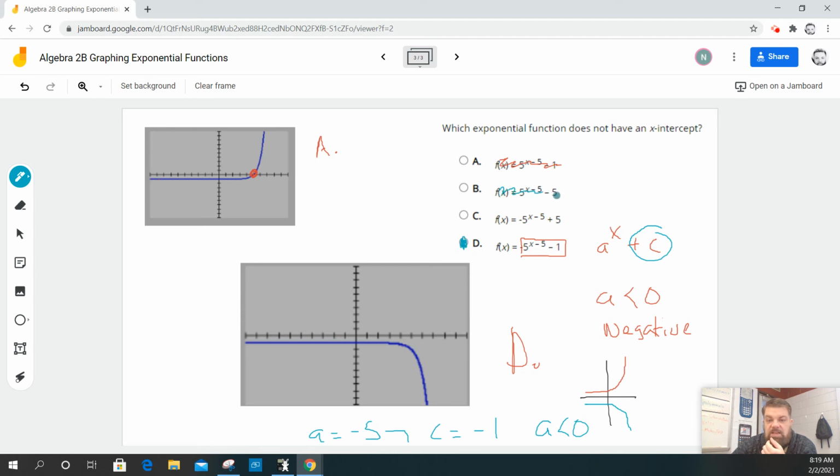I knew it wasn't B because it was a +5. It had to be a -A. So then what's the difference between that and the +5? Well, if I look at C, it's the exact same function except it's shifted up 5 units from here. So you would go up 1, 2, 3, 4, 5, and it would cross right here. And we don't want that. We don't want it to cross the x-axis. So it's D. D is the correct answer.